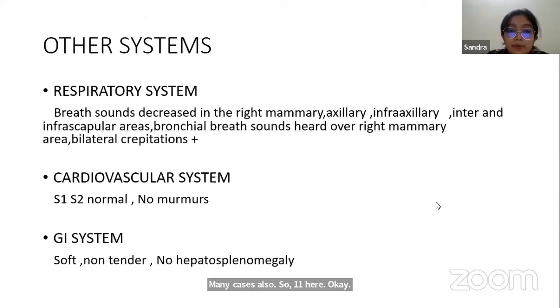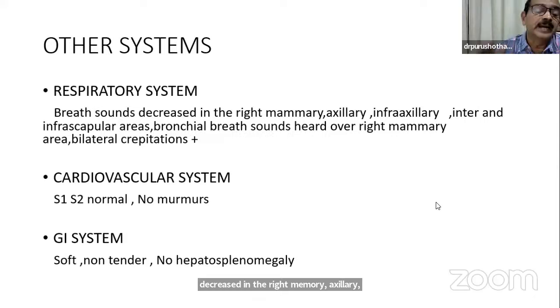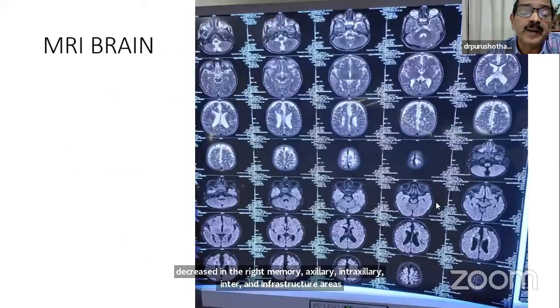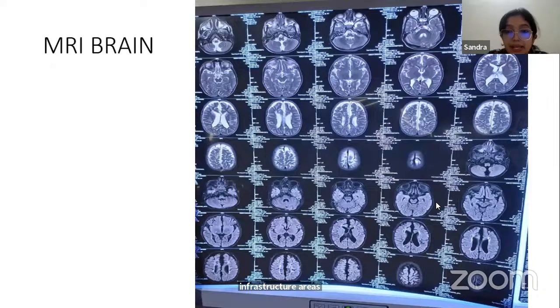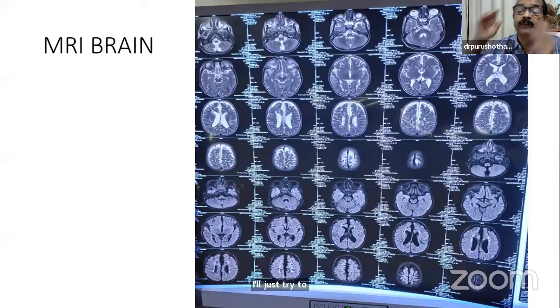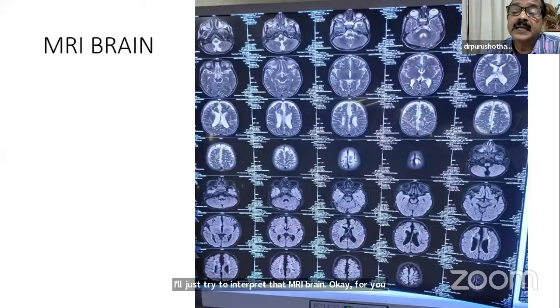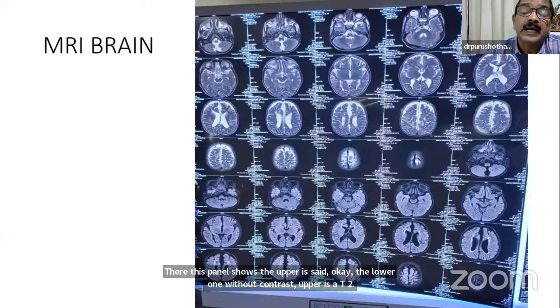Other systems, respiratory system: breath sounds were decreased in the right mammary, axillary, infra-axillary, inter- and infrascapular areas. Bronchial. Okay, that's the pneumonia part. Go ahead. This is the MRI brain. I'll try to interpret it for you. This panel shows the lower one without contrast, and the upper is a T2 image.